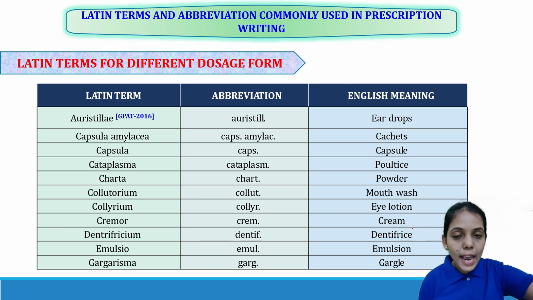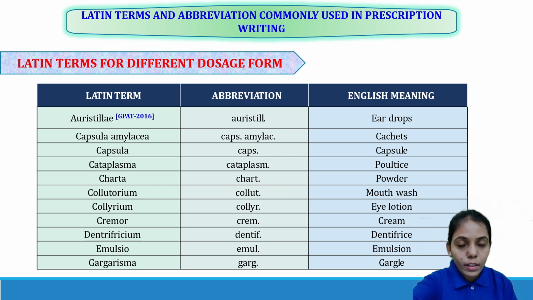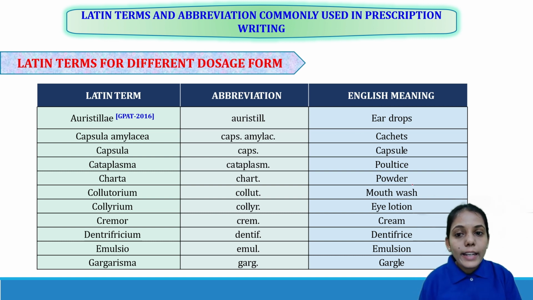Now Latin terms and abbreviations commonly used in writing the prescription. Basically there are different Latin terms used, their abbreviations are there, and what is their English meaning. So that we are going to see. Latin terms for different dosage forms. There are so many of them, but we will extract what is common. For example, if it is related to ear, it will be auris. Auris or ori will be related to ear. So like that we are going to see one by one.